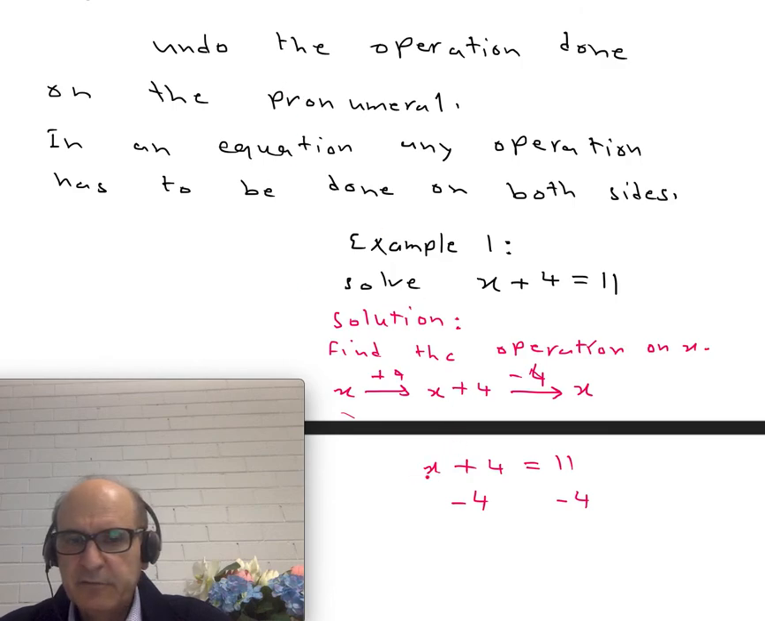Now, back here, based on the discussion we had at the start, if I have x, I'm adding 4 and taking away 4. So I'm going back to my x. Or you can see that here you have x, then equal to 11 take away 4 is 7. And that is your answer.